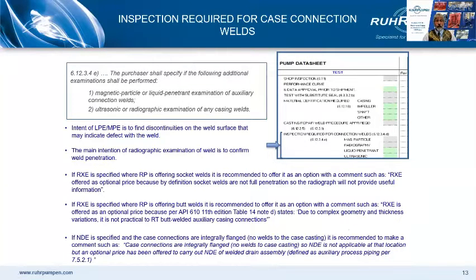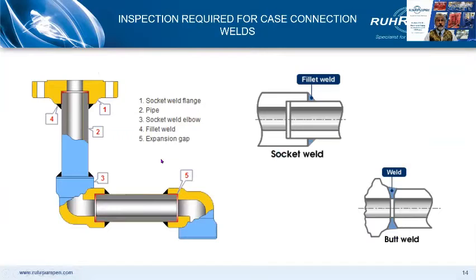Inspection of case connection welds. Case connection welds means vents, drains, and seal piping connections. The actual penetration of the pipe into the case casting is most commonly in the industry a socket welded connection. Imagine this is the case rather than a flange. So with this type of connection, the pipe is pushed all the way into the machine socket, then it's pulled back slightly, and then a fillet weld applied to make the connection.